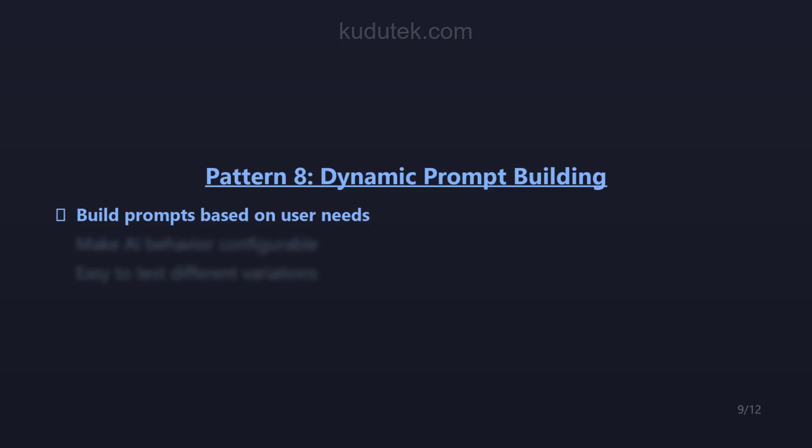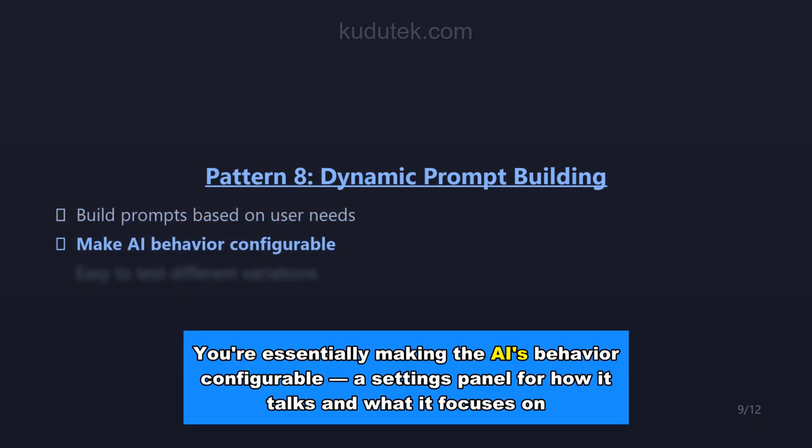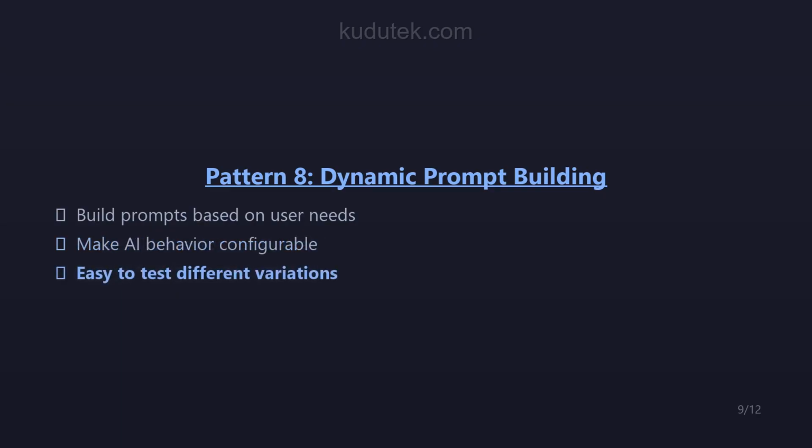A beginner gets an explanation with no jargon. An expert gets the technical version. Someone from a specific industry gets context relevant to them. You're essentially making the AI's behavior configurable, a settings panel for how it talks and what it focuses on. And as a bonus, it makes it really easy to test different prompt variations and see which ones perform better.